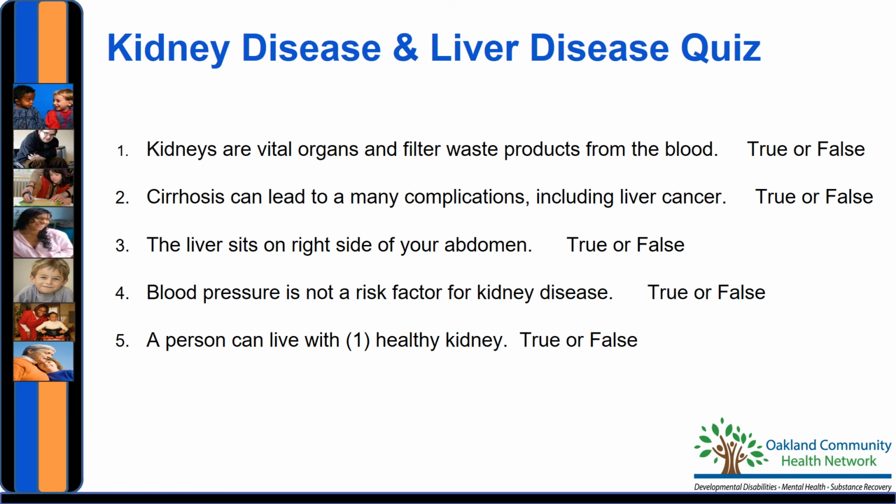Kidney and liver disease quiz. Number 1, kidneys are vital organs and filter waste products from the blood. True or false? Number 2, cirrhosis can lead to a number of complications, including liver cancer. True or false? Number 3, the liver sits on the right side of your body. True or false? Number 4, blood pressure is not a risk factor for kidney disease. True or false? Number 5, a person can live with one healthy kidney. True or false?